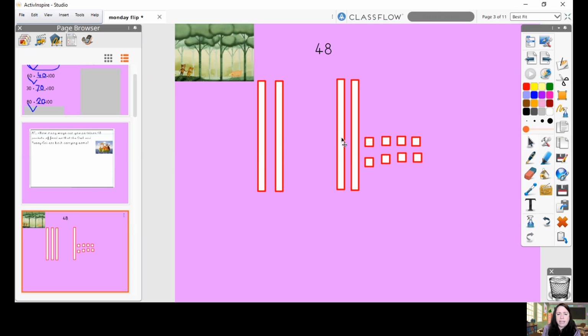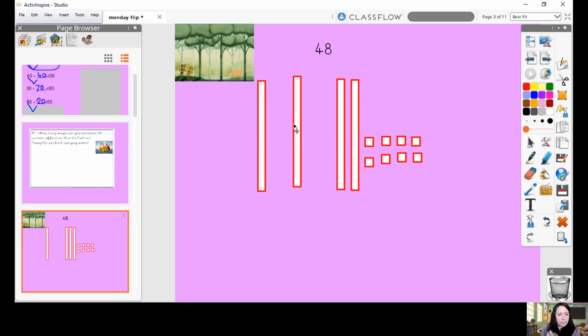We could keep doing that. We could put another 10 over here. So now the owl is carrying 20 and the pussycat is carrying 28. We can keep going. Now the owl is carrying 10 and the pussycat is carrying 38. 10 plus 38 makes 48. All we're doing is moving things around.